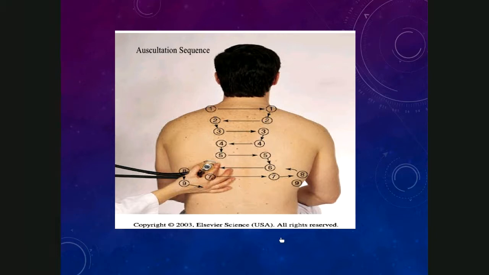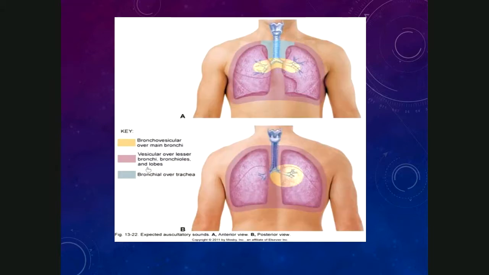Okay, so there's that. This is an example of where you're going to hear the different types of lung sounds. So bronchial is going to be over the trachea, right in this area. Vesicular is going to be on the outer parts of the lungs. And then bronchovesicular is the actual branch and then branching out.